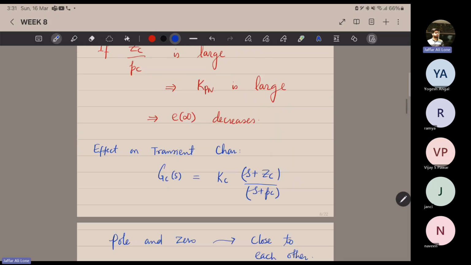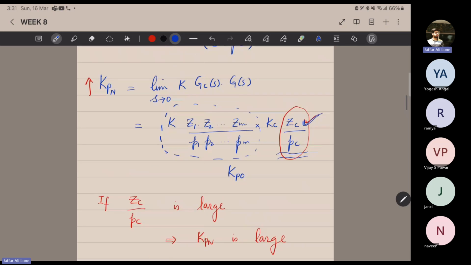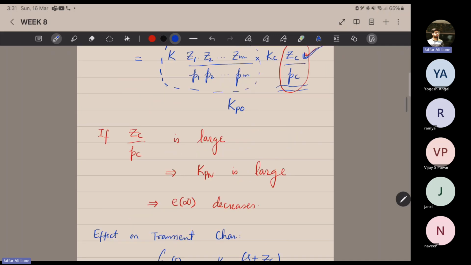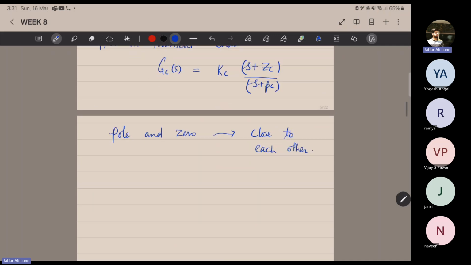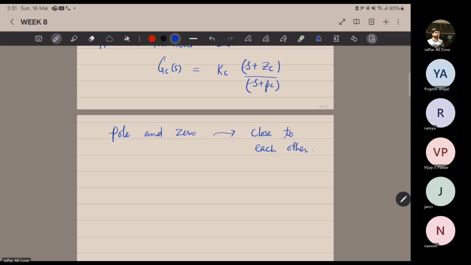But I told you this condition also: we have to ensure that this ratio Zc over Pc is large. So how can we ensure that the ratio of Zc and Pc is large, as well as that the poles and zeros are placed close to each other? Is it possible to attain? Anyone? So we have to ensure two conditions. One is we have to place these poles and zeros close to each other so that their effect does not contribute to the transient response. At the same time, the pole and zero should be close to the origin.